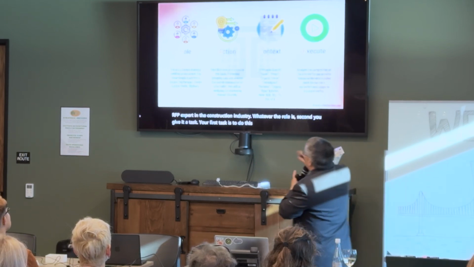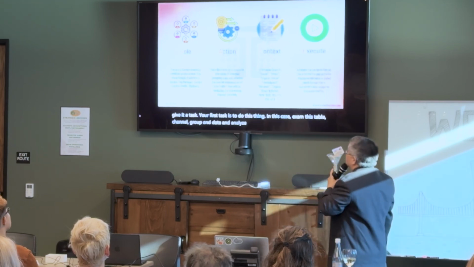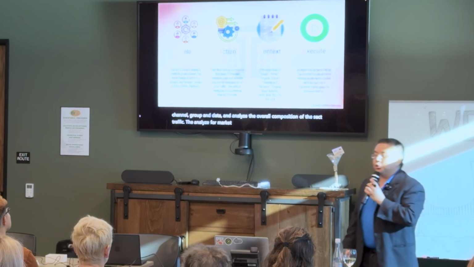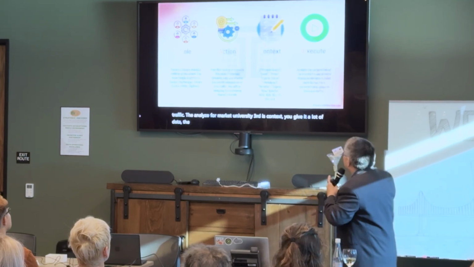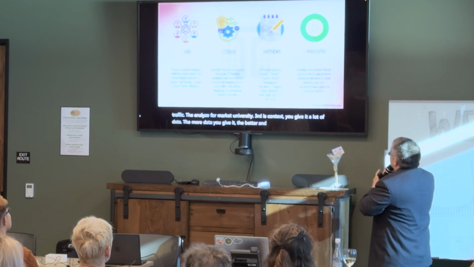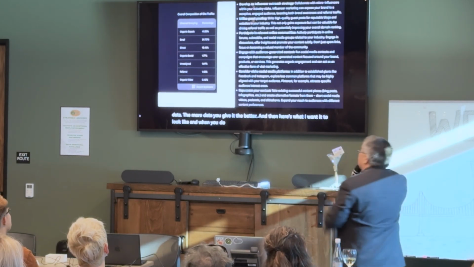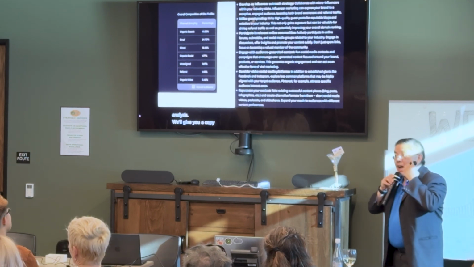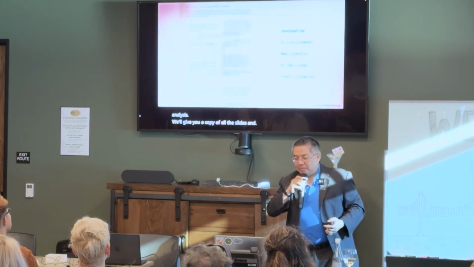In this case, examine this table of channel grouping data and analyze the overall composition of site traffic. You'll be analyzing for marketing channel diversity. Third is context. You give it a lot of data. The more data you give it, the better. And then the execution statement where you tell it, here's what I want it to look like. And when you do this, you get really nice results. You get analyses. We'll give you a copy of all the slides and the recording. And there's even a PDF you can download.